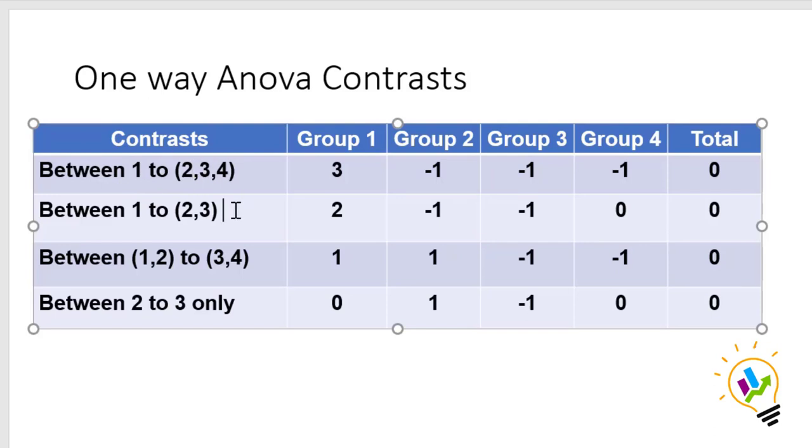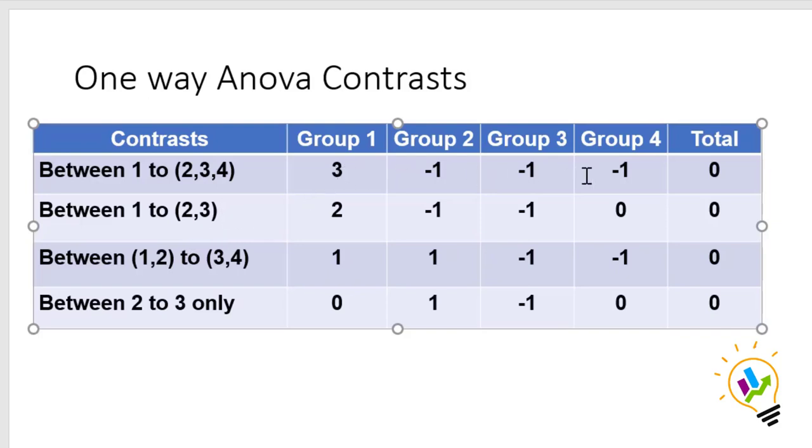Second contrast, you want to compare between groups 1, 2 and 3, and 4 is not there. You are not going to take the fourth group. And the third contrast, 1 and 2 are selected as one group, and 3 and 4 are selected as another group. And between 2 and 3, one group is not there in the analysis, and even 4 is also not there. For this you need to do coding.